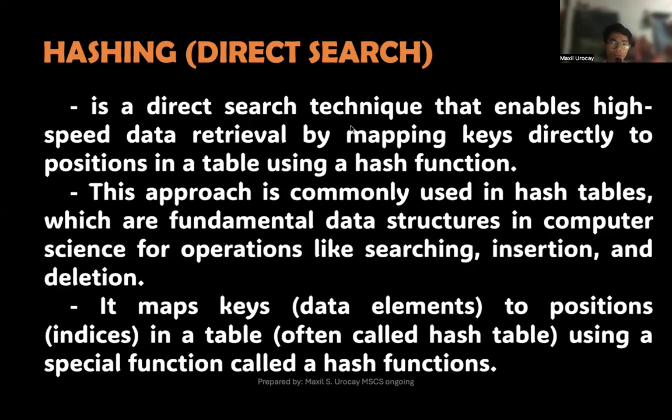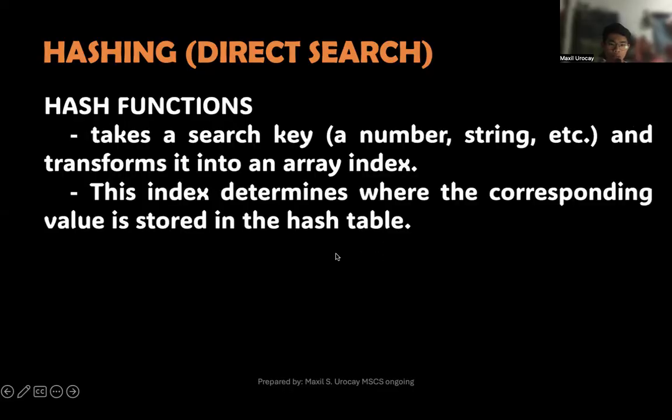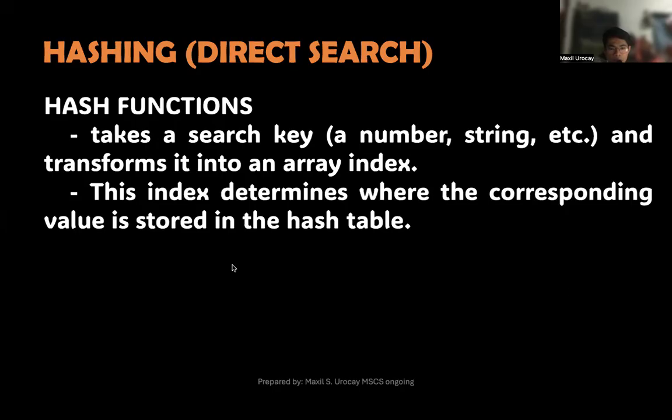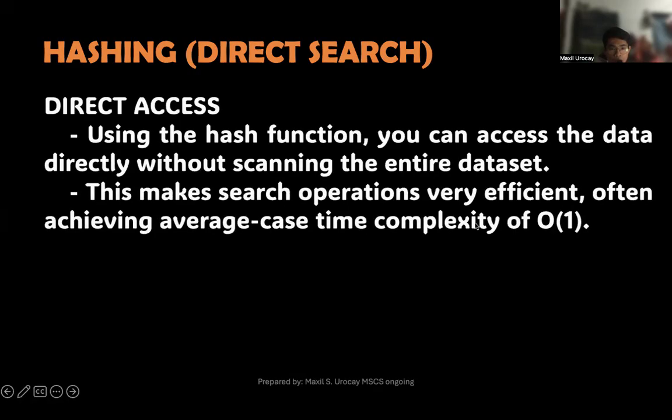So right now, let's define what a hash function is. I know this is somewhat familiar to you because this was already done in your data structures and algorithms course last semester. However, we will still continue the process. Now, the hash function takes a search key, a number or a string or anything, and transforms it into an array index. This index determines where the corresponding value is stored in the hash table. The hash function identifies where we can insert a specific piece of data.